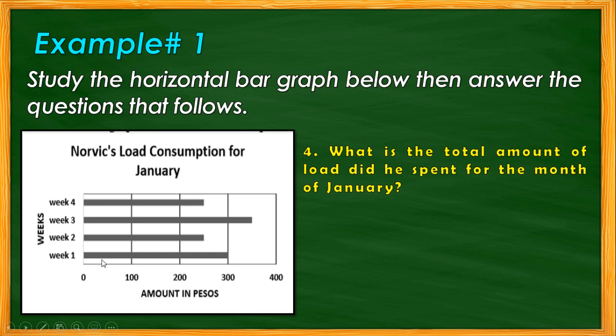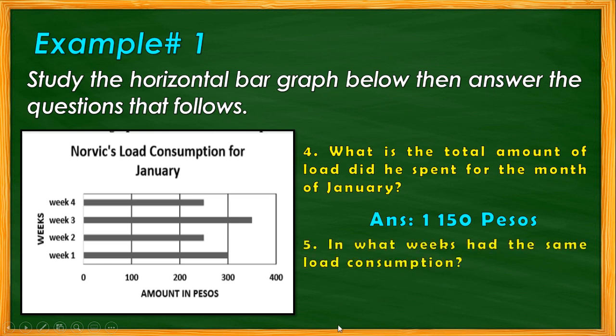So we can total: week number 1 is 300, week number 2 is 250, week number 3 is 350, and week number 4 is 250. So add 250 and 250, this should be 500. 500 plus 300, we have 800. 500 plus 350, we have 850, plus 300, we have 1,150 pesos, all in all. So that would be the answer.